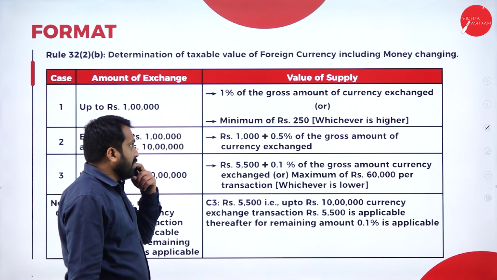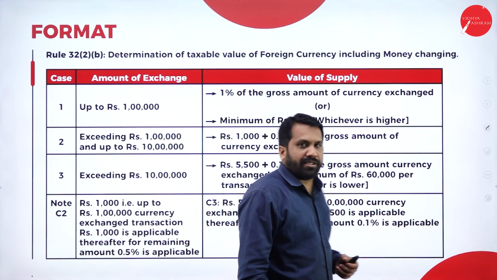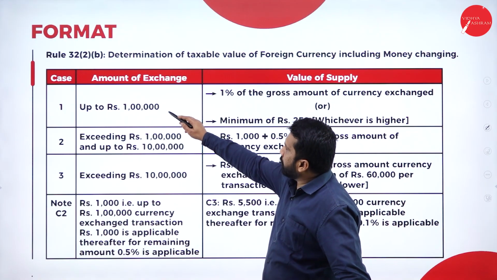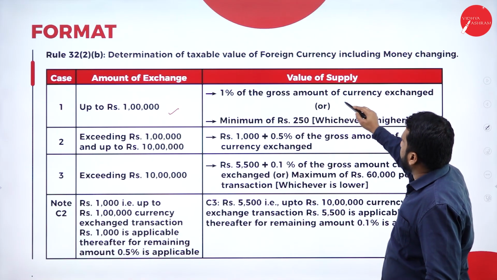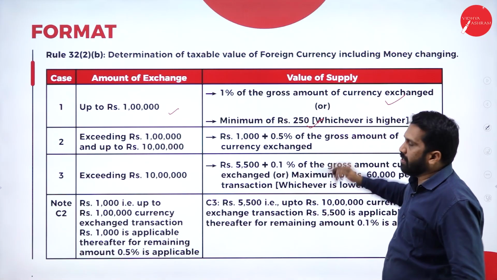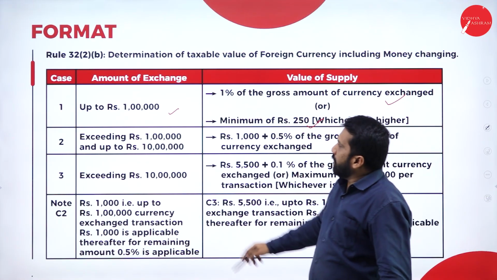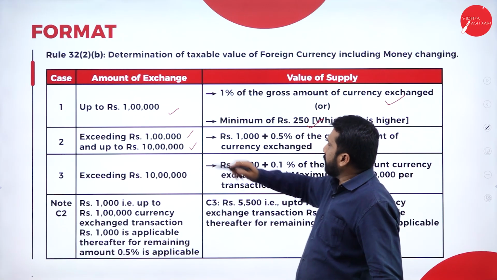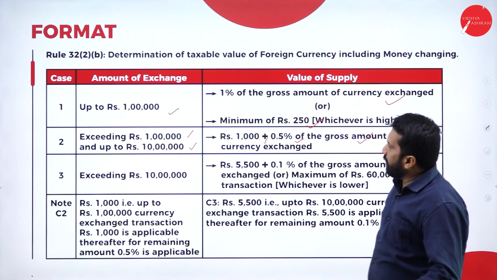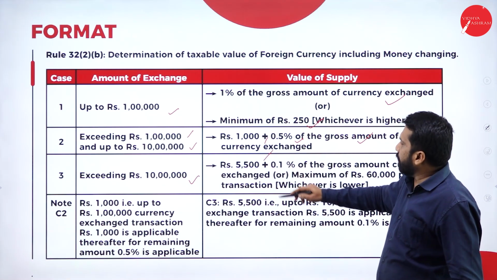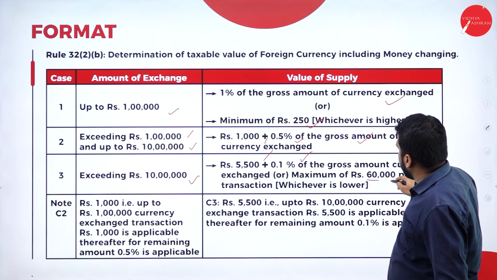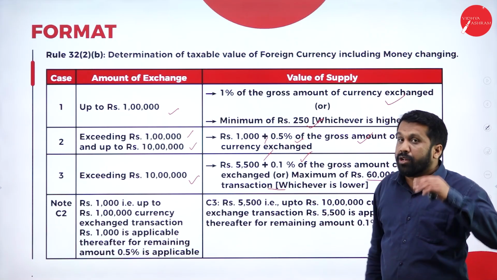I'll go to one problem. In this, the value of supply, the percentage which is given. Determine taxable value for foreign currency: for an amount up to 1 lakh, if you exchange, 1% of gross amount of currency exchange, or minimum 250, whichever is higher. Second one, if your exchange is more than 1 lakh and below 10 lakh, 1000 plus 0.5% of the gross amount. If it is exceeding 10 lakh, 5500 plus 0.1% of the gross amount. Maximum of 60,000 per transaction, whichever is lower.